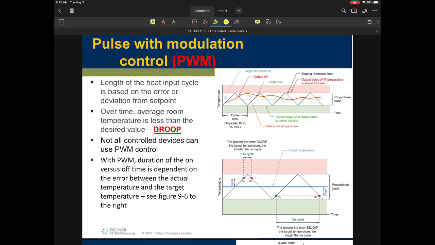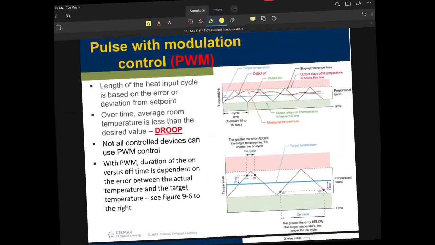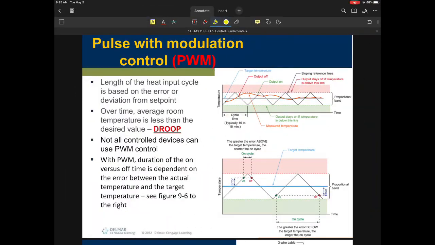Let's take a look at the next. The next one is what we call pulse width modulation control. It's called PWM control. Now, PWM control, I see this as an advancement of what I would call two-position control. So it's an advancement of two-position or on-off control.